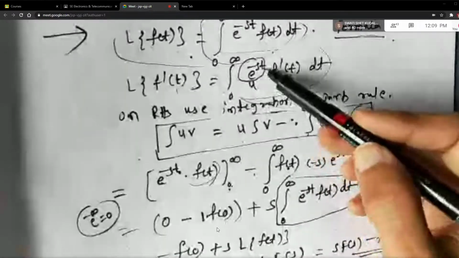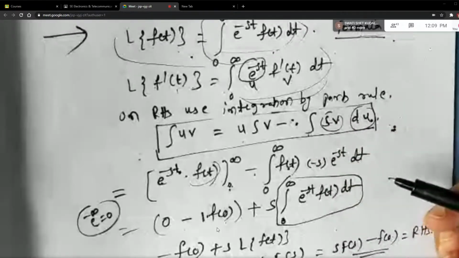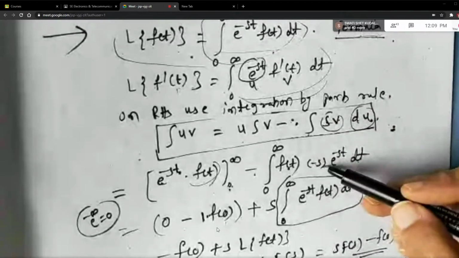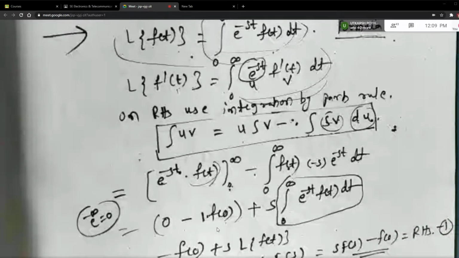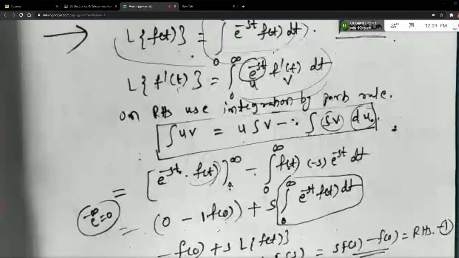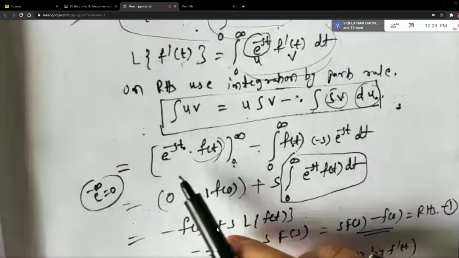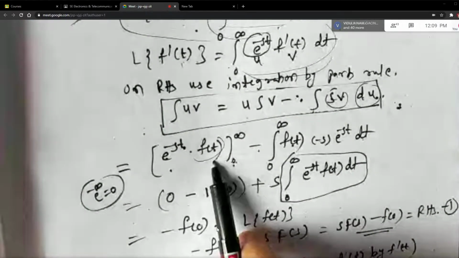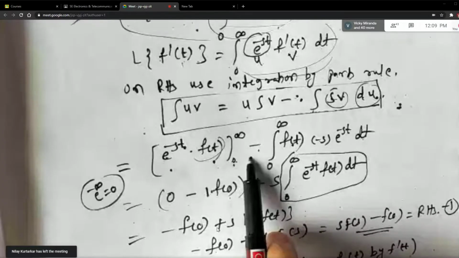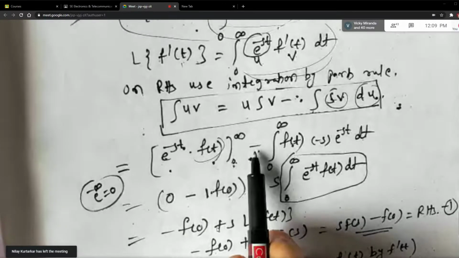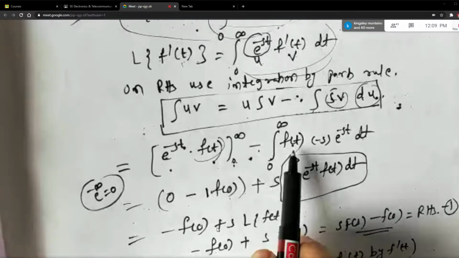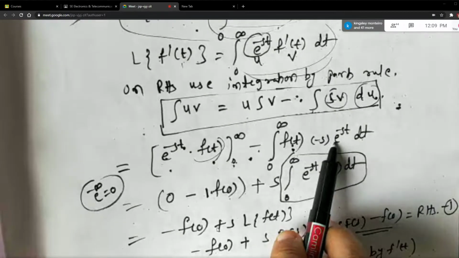What is the derivative of e raised to minus st? It is e raised to minus st into the constant, which is minus s, dt. Normal differentiation of e raised to minus st. So first function, integral of second function, minus, I'm repeating this for the new students again and again, minus integral of second function into derivative of first function.